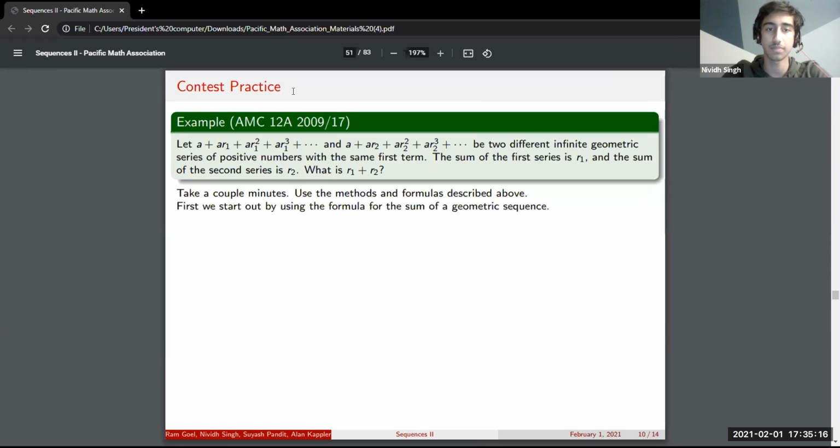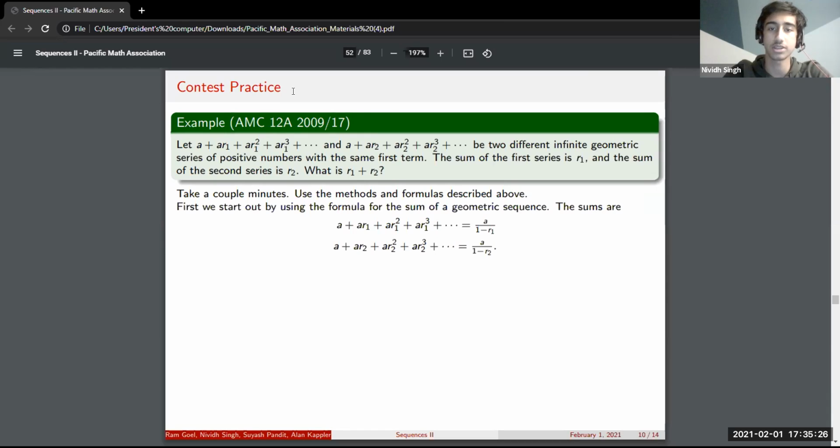So first, we start out by using the formula for the sum of a geometric sequence. The sum of the first sequence, which is a plus ar1 plus ar1 squared and so on, is a divided by 1 minus r1. And the sum of the second sequence is a over 1 minus r2. These look really similar, but because their common ratio is different, that's why the denominators are different.